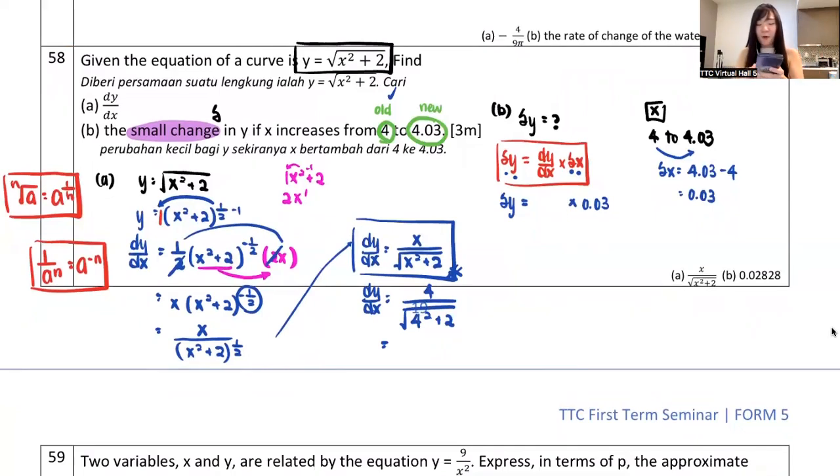So easily, 4 squared plus 2. You square it, and then 4 divided by that. Wow, so ugly, a decimal. 0.9428 when I press the calculator. Now I just substitute inside here, times 0.03. Are you getting the answer? 0.02828. Yes, this is my small change in y.